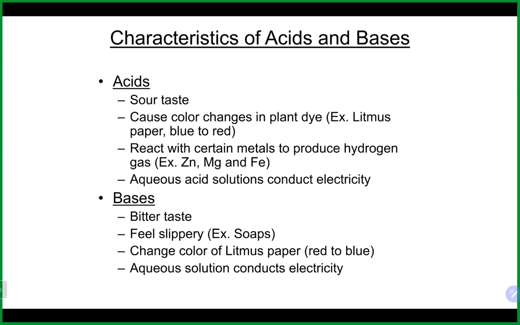All right, so acids have a sour taste. They can cause color changes in paper, which is sometimes known as litmus paper. If you have litmus paper, it basically turns blue. I'm sorry, it turns red. It's acidic. It also reacts with metals in a reaction we talked about, which is like a single replacement reaction.